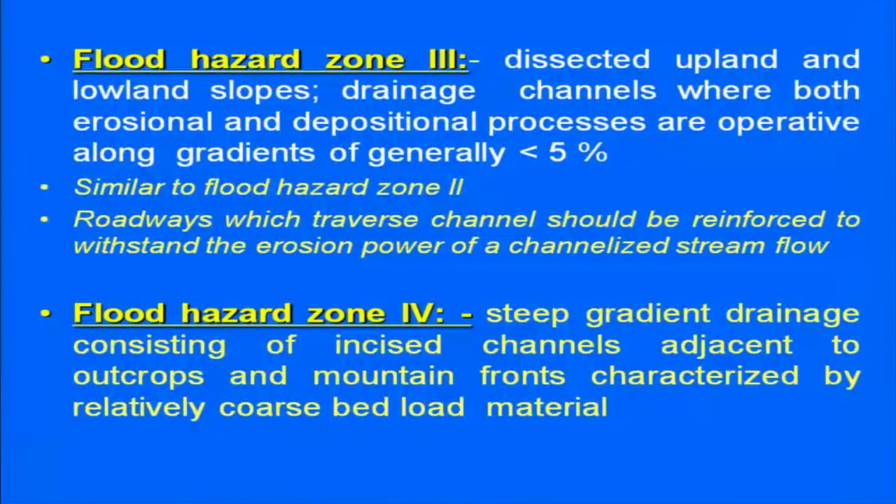Flood zone 4 are basically the areas with steep gradients consisting of incised channels adjacent to the outcrop of mountain fronts, characterized by relatively coarse bed load. So, these are the areas where mostly we were talking about the alluvial fan areas and all that. So, this again is close to the front or piedmont areas or pediments, because these are the areas which will be adjacent to the mountain fronts, and those areas should be avoided for any construction.